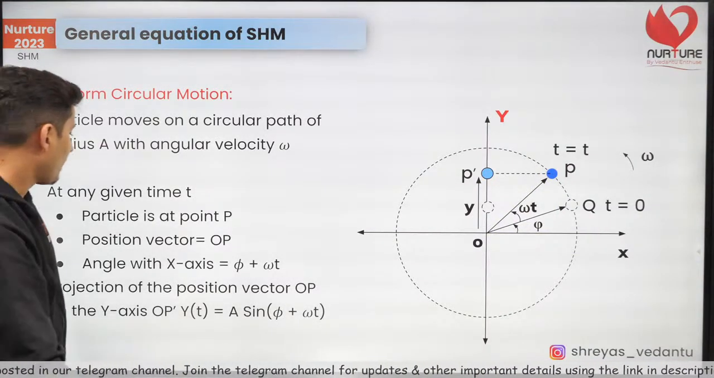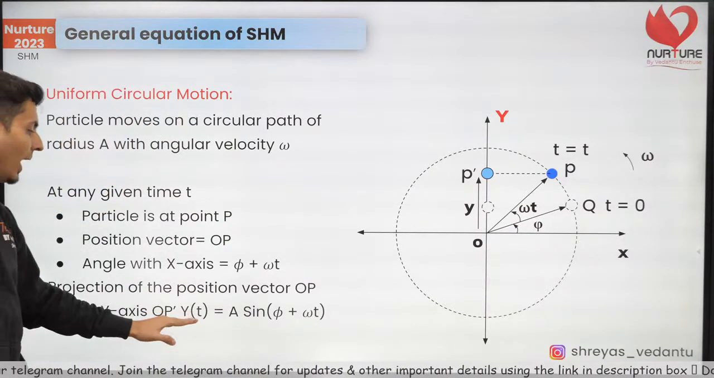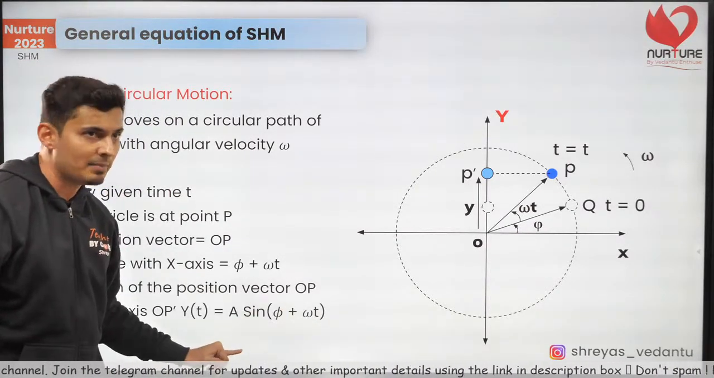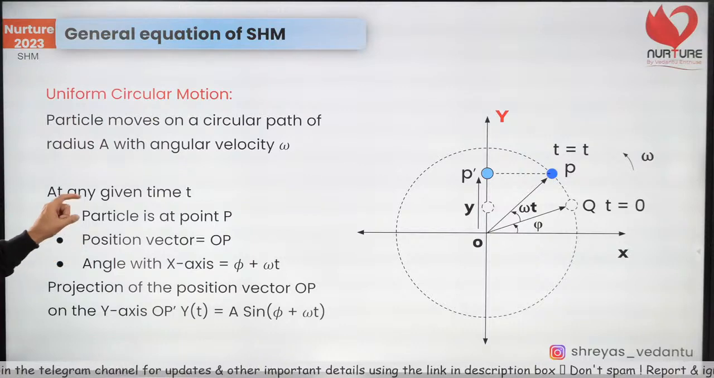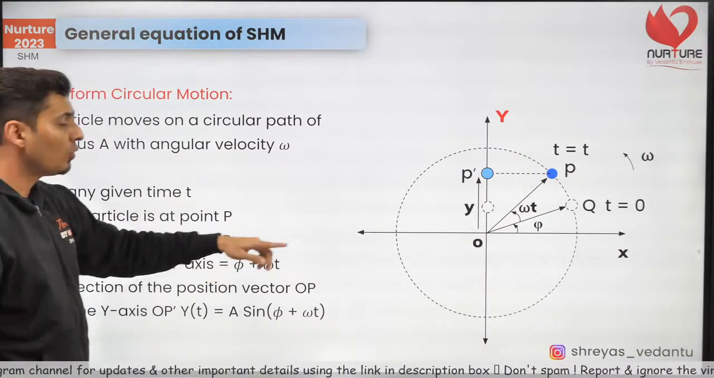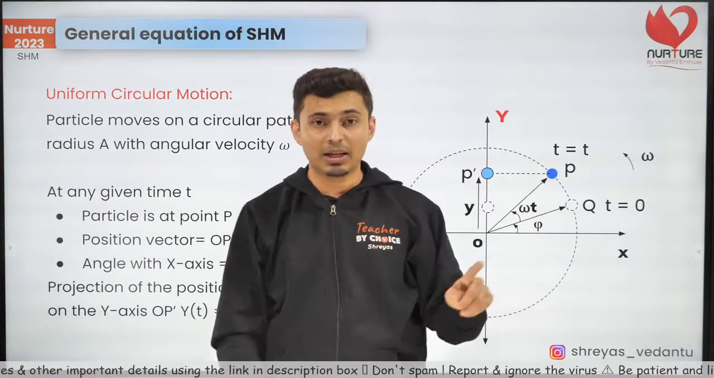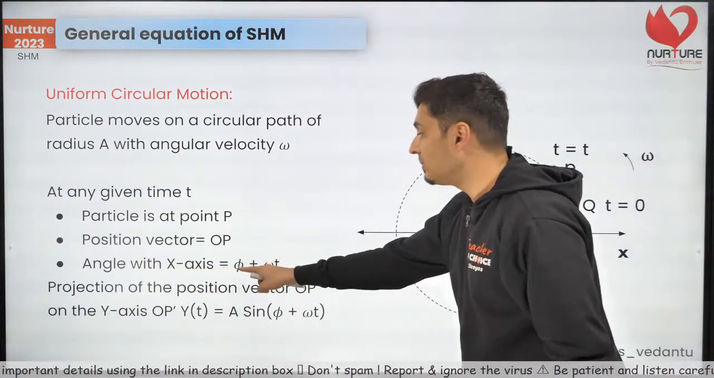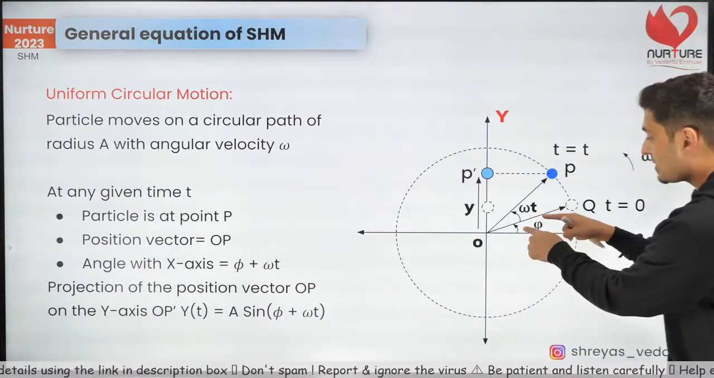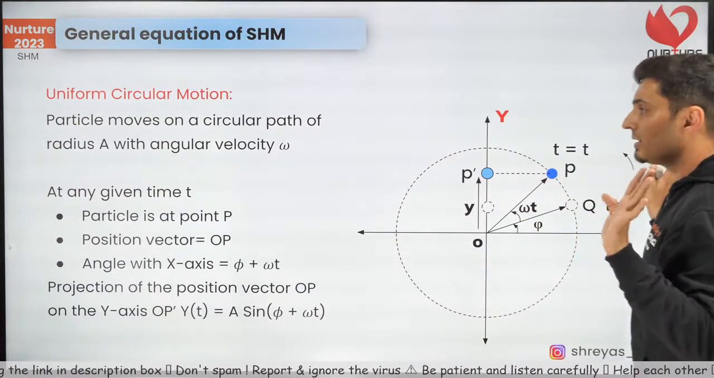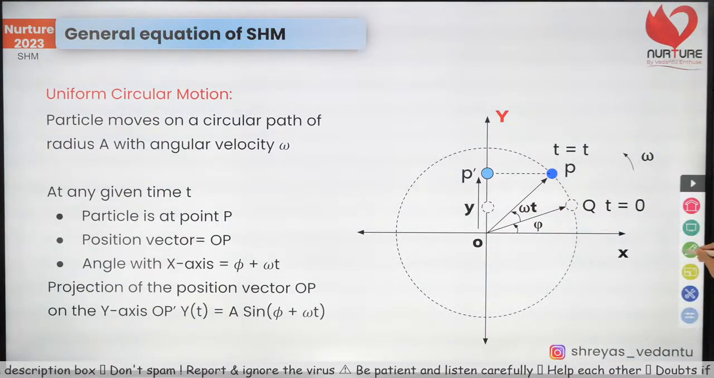Okay, so we have just got y is equal to a sine omega t plus phi. We have seen that the particle initially was at point Q. The new position is point P after some time. The total angle which it makes with the x-axis was phi plus omega t. That's what we have done till now.